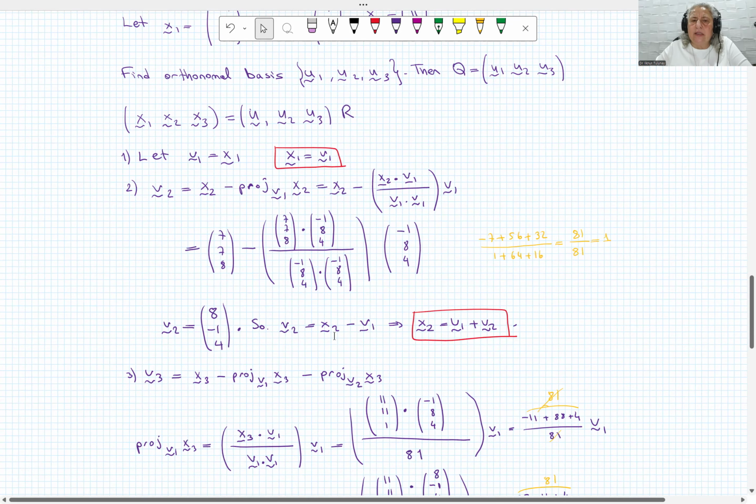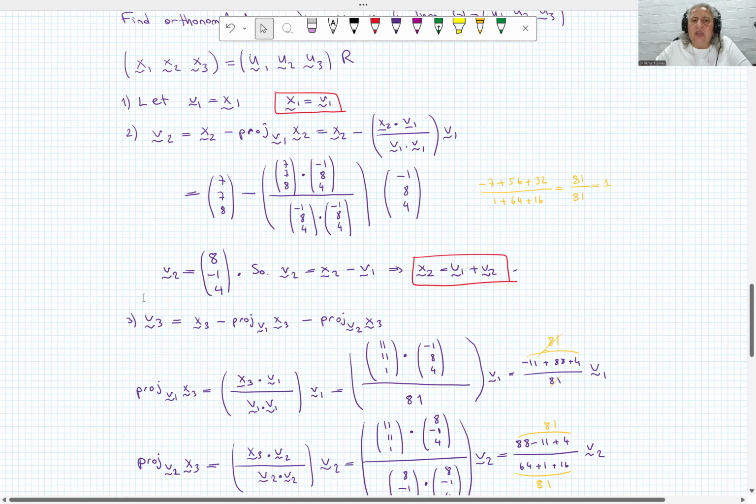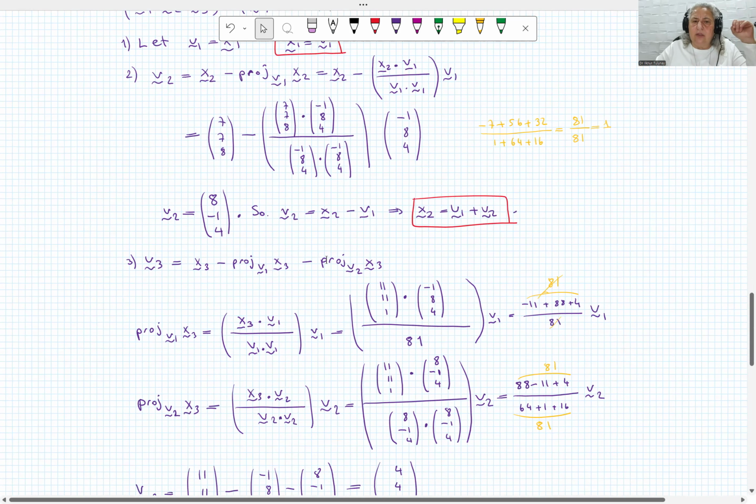We can also write x2. This will be helpful in the end because our aim is to find the QR factorization. So if you think about what x2 is in terms of v1, v2, x2 is equal to v1 plus v2. For v3, by the Gram-Schmidt method that we've just talked about, it is x3 minus the projection of the vector x3 on v1 minus the projection of the vector x3 on v2. Now we calculate these projection vectors.